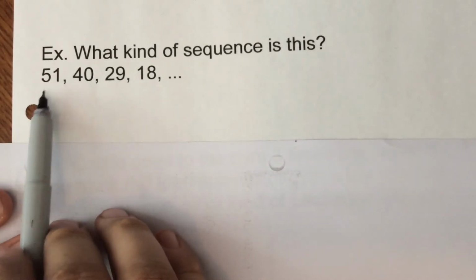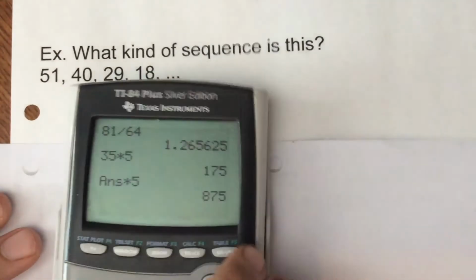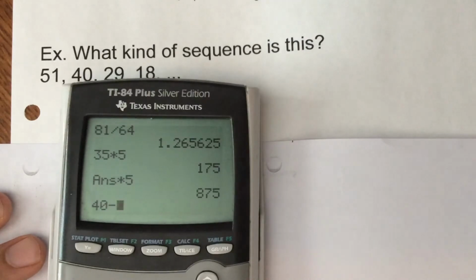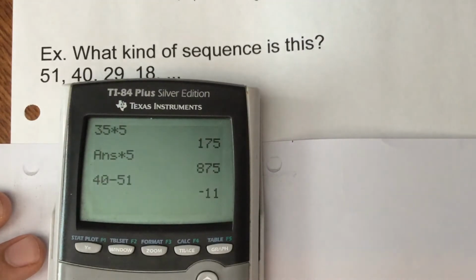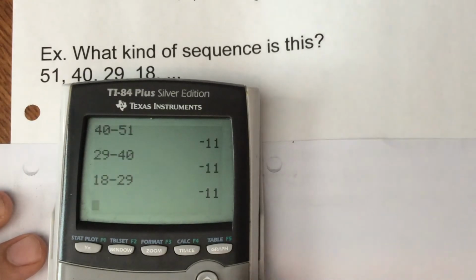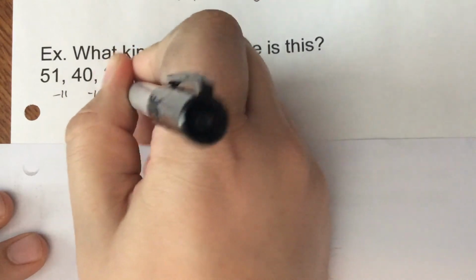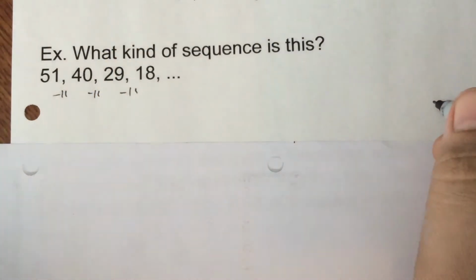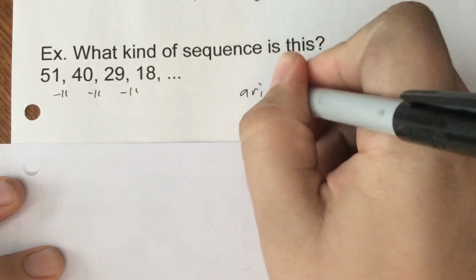All right, this one here. Well, 40 minus 51, negative 11. Okay, so if we do the next one, 29 minus 40. Hey, that's negative 11 as well. Let's check the last one. 18 minus 29, negative 11 as well. So if it's changing by the same amount each time, this one's minus 11, this one's minus 11, this one's minus 11. We're adding or subtracting the same thing. That is arithmetic.